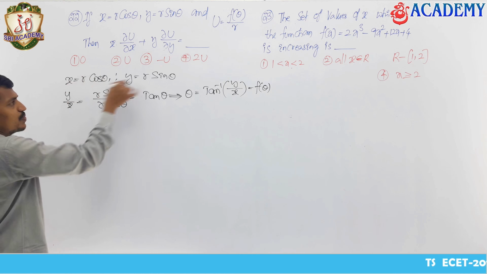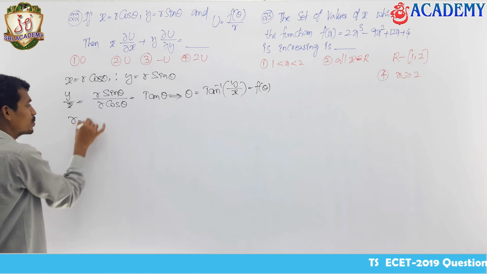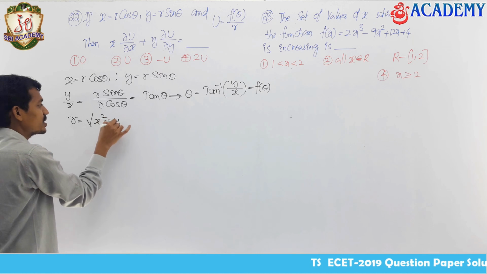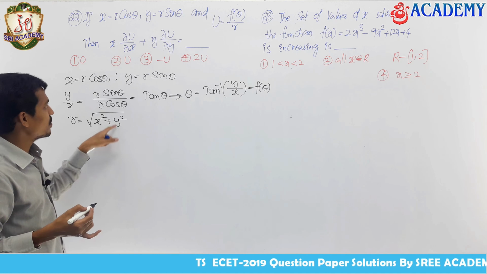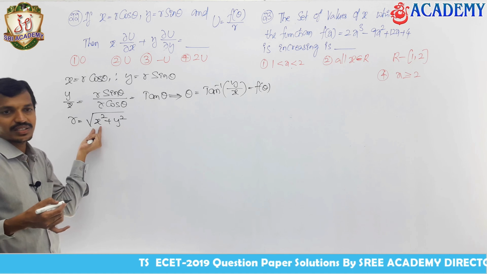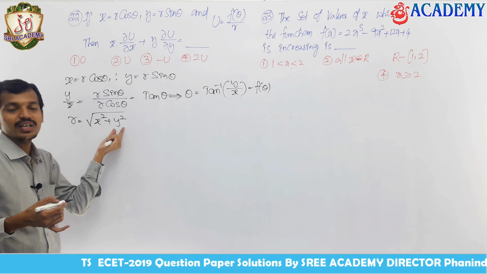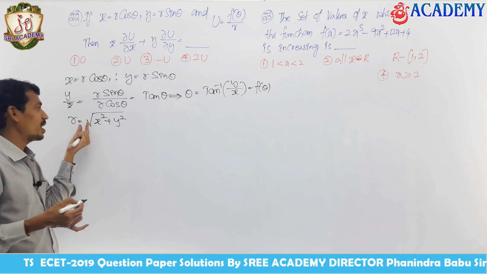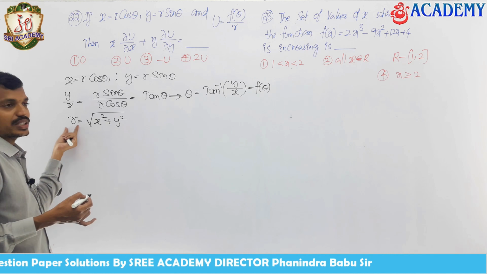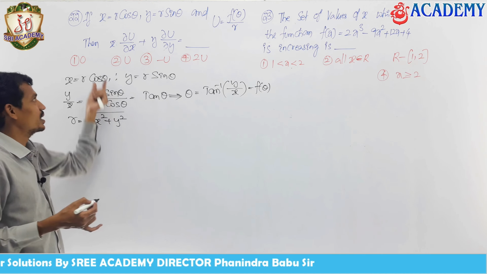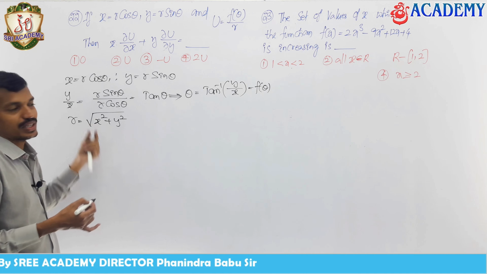And from these two values I am writing r equals root over x square plus y square. If you substitute in place of x, r cos theta, in place of y, r sin theta, you get r square cos square theta plus r square sin square theta. If you take r square common, sin square theta plus cos square theta is nothing but 1. That's why we will get r equal to r. Indirectly, by using these two conditions we wrote r.